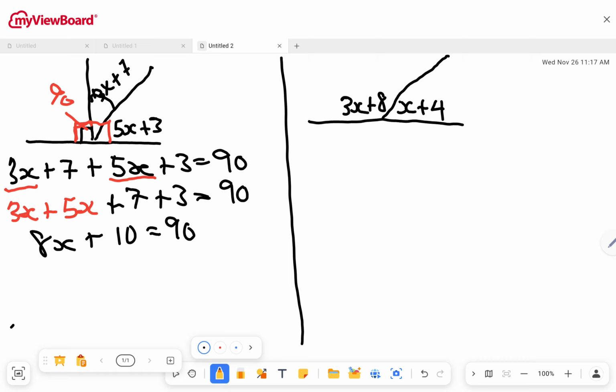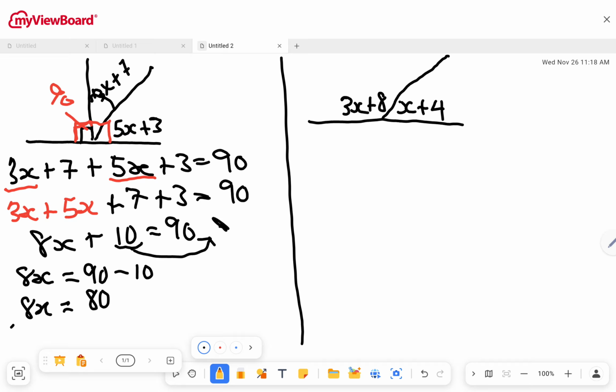Please and please again, you can never add 8x and 10 because they are unlike terms. You can never add or subtract unlike terms. So in this case, we are going to group like terms by transferring this 10 to this side of the equation. So we are going to have 8x is equals to 90. And we know that when this 10 moves to this side of the equation, it's going to become a negative number. So 90 minus 10. So we are going to have 8x is equals to 80.